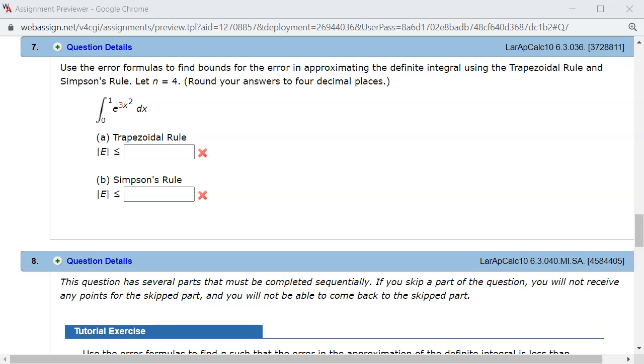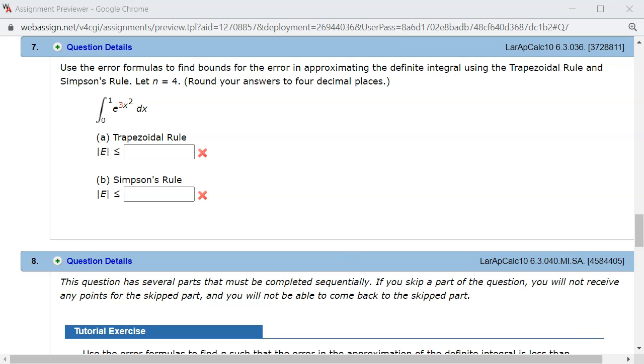All right, let's look at homework 6.3, problem number 7. Let's use GeoGebra to find the area bound for the trapezoid rule and Simpson's rule. So let's do that.